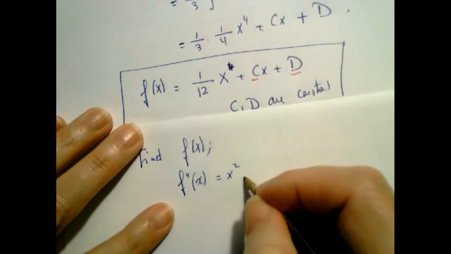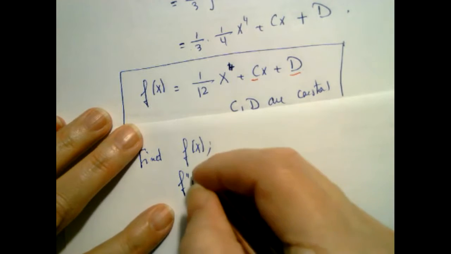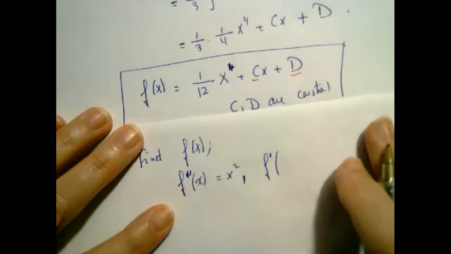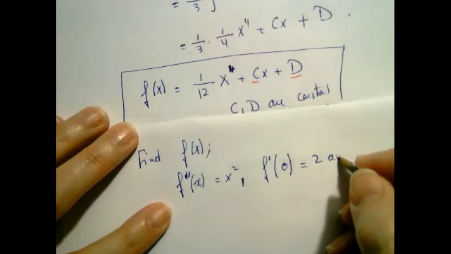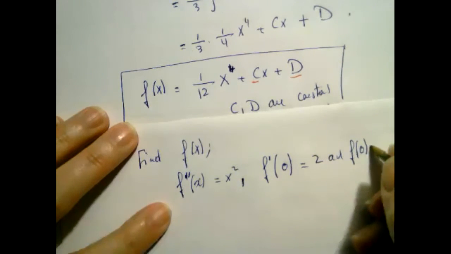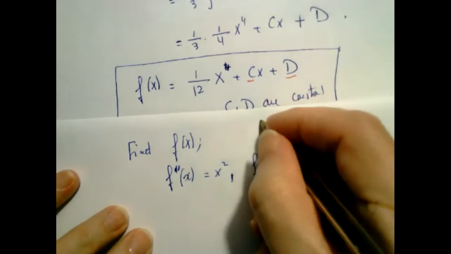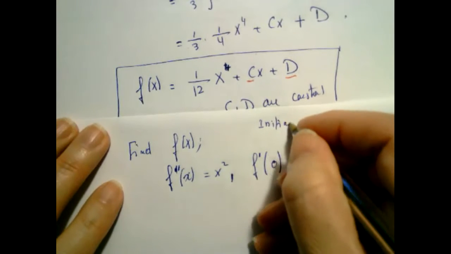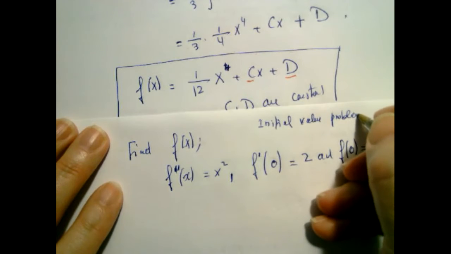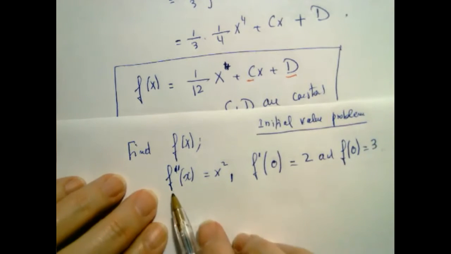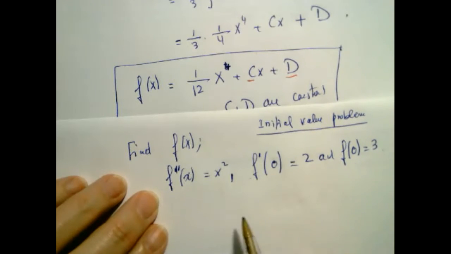So I'm going to find f such that the second derivative is x squared. And let us say the first derivative, I'm going to pick easy stuff now, equals 2. And I want the function to take the value 3 at 0. So this is what we call an initial value problem. It means it's a problem where we have initial values. We have a value for the derivative at 0 and we have the function at 0.